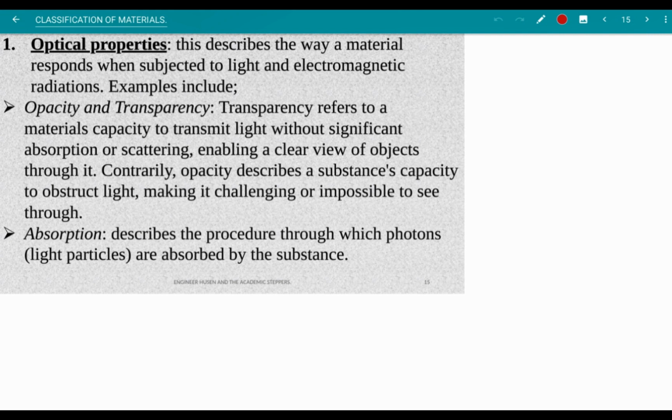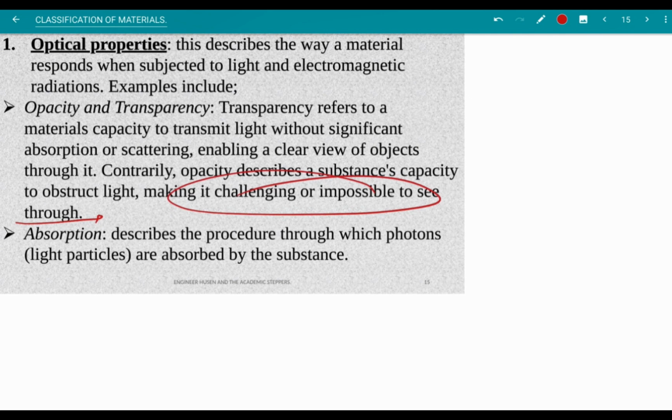Transparency refers to the material's capacity to transmit light without significant absorption or scattering, enabling a clear view of objects through it. Or if you look at the substance that is opaque, or you look at opacity, this describes the material's capacity to obstruct light, making it challenging or impossible to see through. We also have absorption, which describes the procedure through which photons or light particles, as we know, are absorbed by the substance.